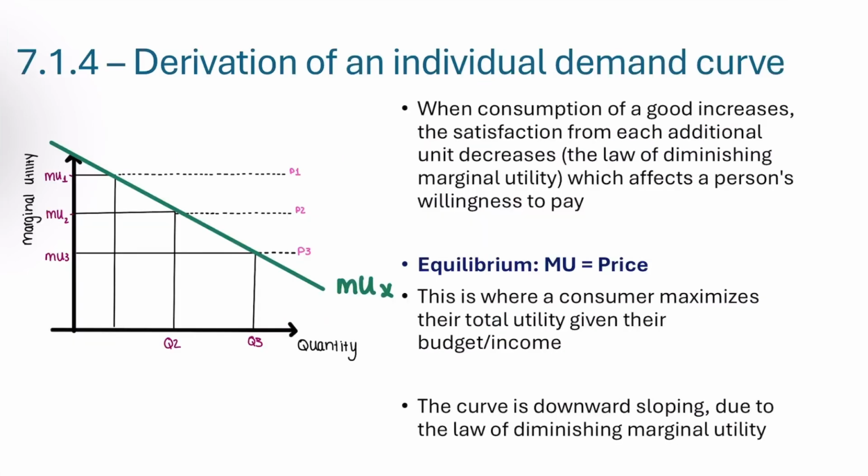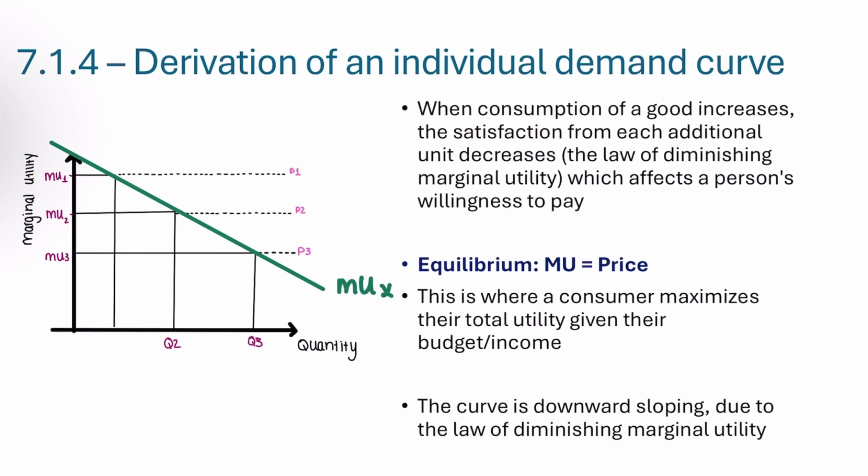Now let's focus on the derivation of an individual demand curve. When consumption of a good increases, the satisfaction from each additional unit decreases, and this is because of the law of diminishing marginal utility. This affects a person's willingness to pay. This is because when your satisfaction decreases, you'd be less willing to pay for the good.